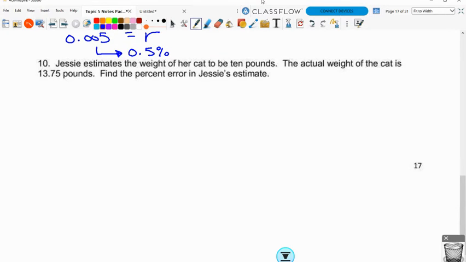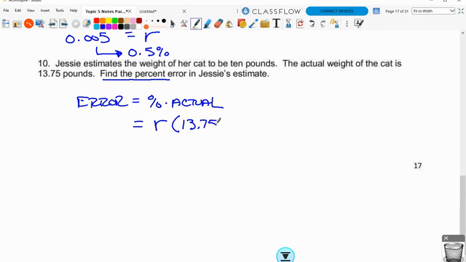In our next example, we're told that Jessie estimates the weight of her cat to be 10 pounds, but the actual weight of the cat is 13 7/75 pounds. Find the percent error in Jessie's estimate. So we'll start by writing our percent error equation. The amount of error is equal to a percent of the actual amount. Once again, we're finding the percent error, so R, the rate, is what we're looking for.